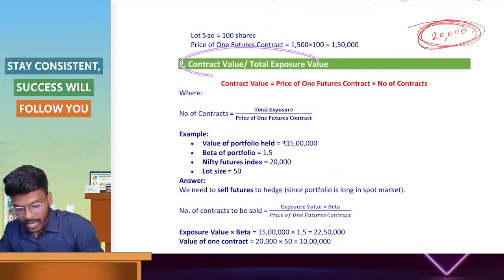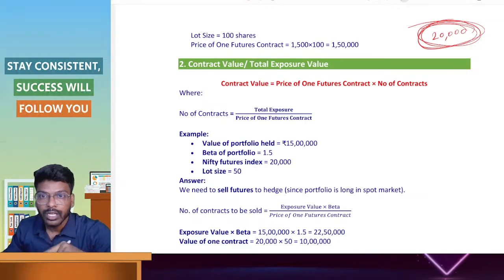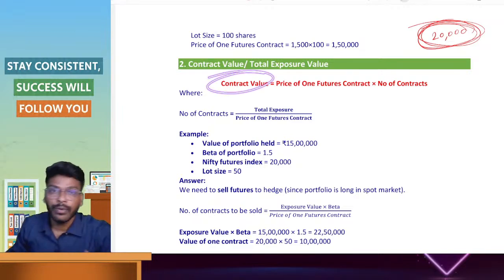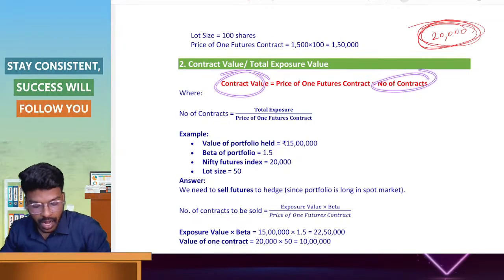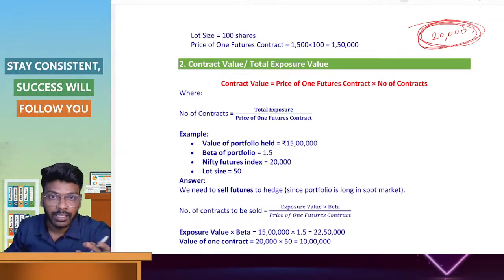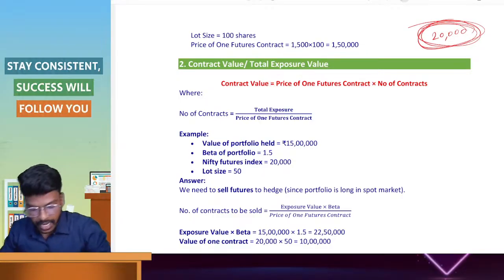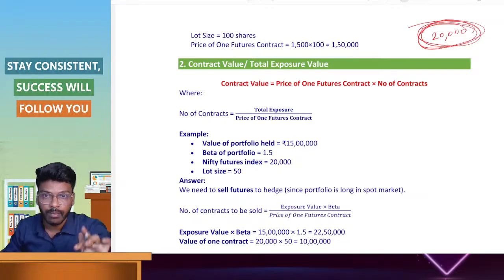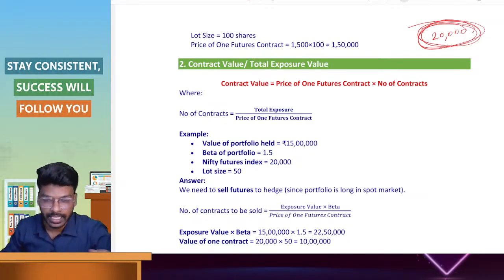Next is contract value or number of contracts. If contract value is given in the question, you have to compute the number of contracts. If the number of contracts is not provided, you have to compute the contract value. The balancing figure can be the contract value or the number of contracts. The price of one future contract we have already computed using the formula: actually quoted price or theoretical price multiplied with lot size.